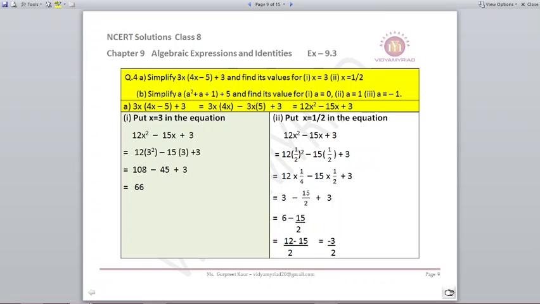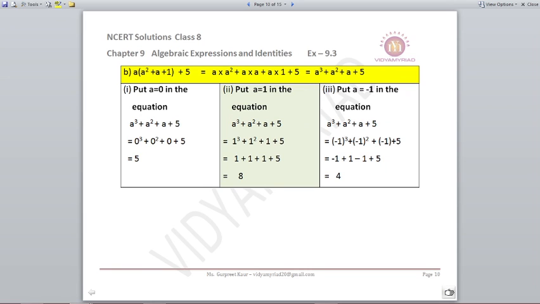B part. In B part, you have simplified a multiplied by a square plus a plus 1 plus 5, and we need to find the value when a is 0, a is 1 and a is minus 1. First, let us simplify the equation. A will be multiplied by a square, then a will be multiplied by a, then a will be multiplied by 1 and plus 5. Our required equation is a cube plus a square plus a plus 5.